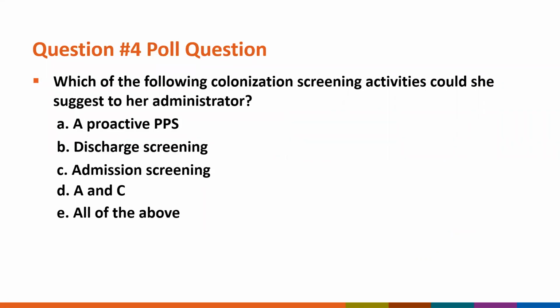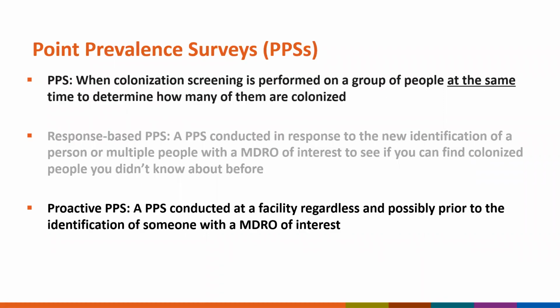I'll give you a second to think about what you would pick. And the answer is D, both proactive PPSs and admission screening. So like in our first case, where PPS was used in response to identifying someone with an MDRO, a proactive PPS is conducted at a facility regardless, and possibly prior to the identification of someone with the MDRO.